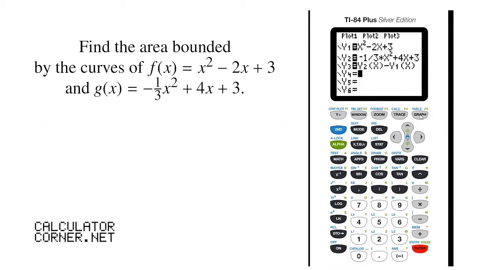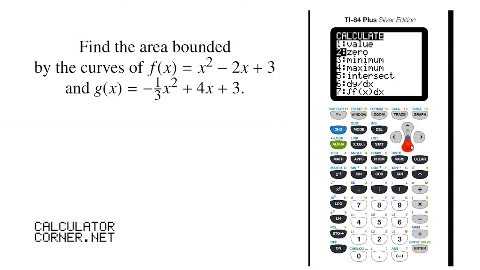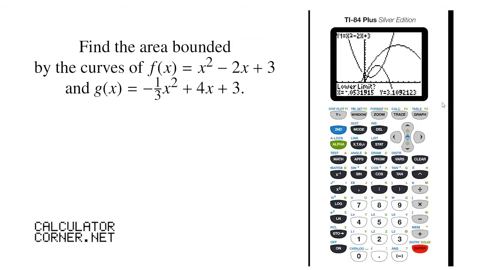Let's take a look at this new function on the graph. And there it is. It's also a parabola. Now, to find the area between the two curves, we're going to integrate from a to b of this new function. So I'm going to go to Second, Calc, tab down to number 7, integral f of x dx. The calculator wants me to integrate, but it's telling me to integrate the function that is y1. I actually want to integrate y3. So I'm going to press down, and that scrolls down to y2. I will scroll down one more until I'm on y3.